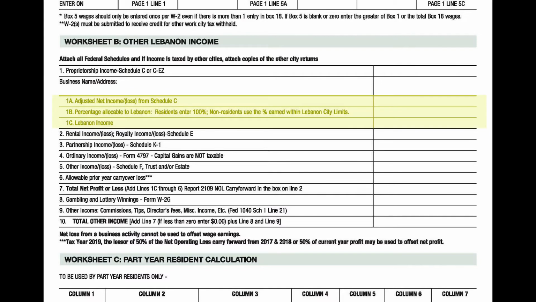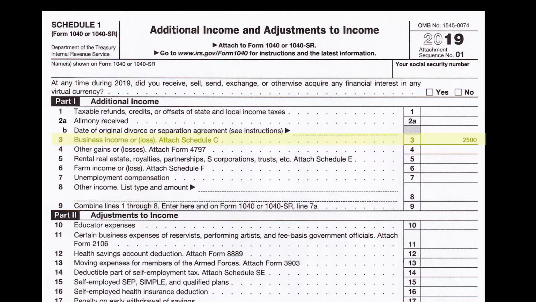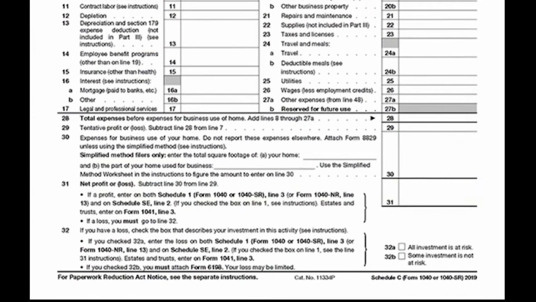The first few lines in Worksheet B are to be used for self-employment income. On line 1A, enter your net profit from self-employment, which can be found on line 3 of your Federal Schedule 1, or the net of all amounts on line 31 of Federal Schedule C.